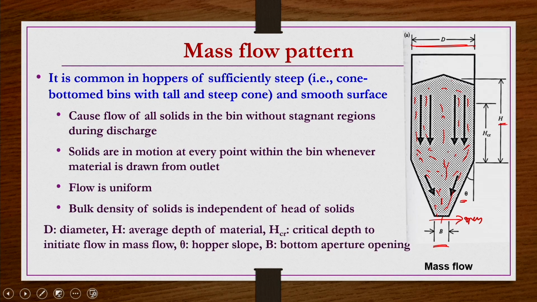So in this picture, D is the diameter of the silo, H is the average depth of the material, HCr is the critical depth to initiate flow in mass flow pattern, theta is the hopper angle, whatever the hopper slope, and then beta, and B is the bottom aperture opening.